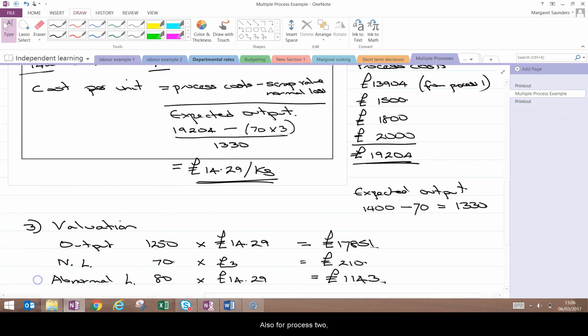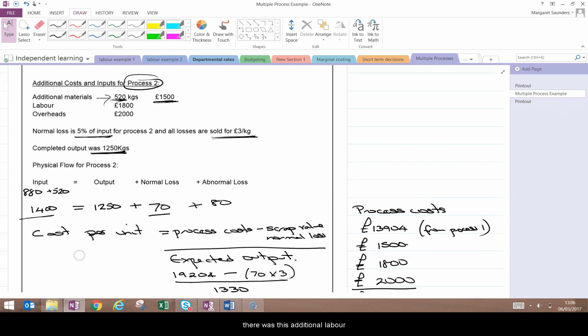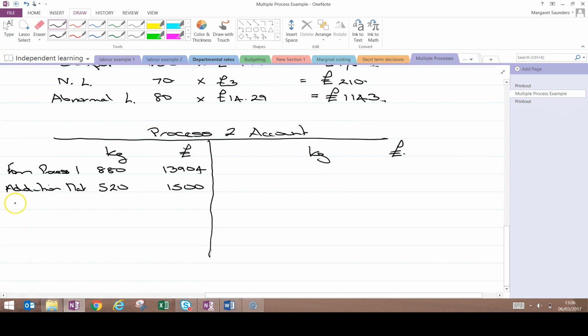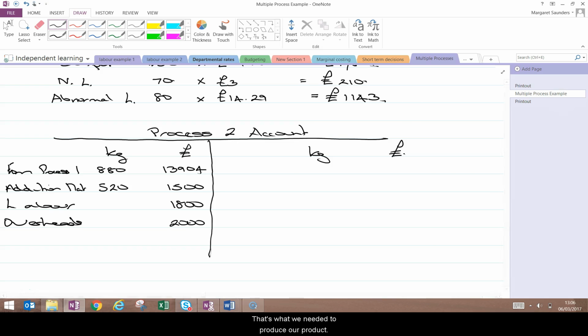Also for process 2, there was this additional labour and the overheads. So we need the additional labour of £1,800 and the additional overheads of £2,000. So that's what we needed to produce our product.